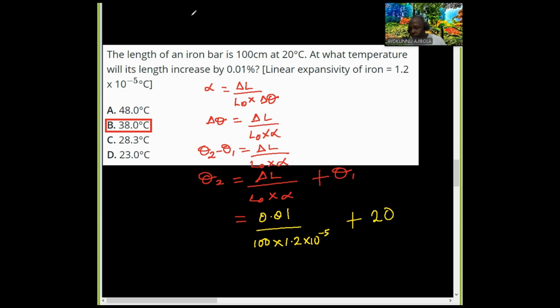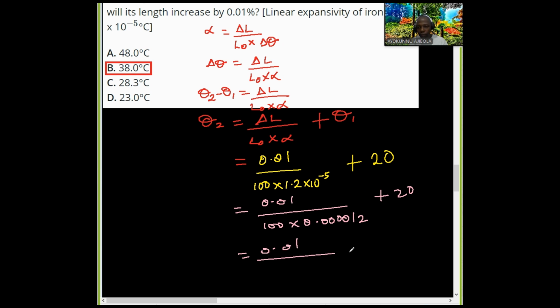I wanted to look for a shortcut before, but the main thing is that we are dividing. Let's say this is 0.01 over 100 times 1.2 times 10 to the power minus 5. If you change this to ordinary form, you have 0.000012. So if you multiply 100 by that, you have 0.0012, plus 20. So try to divide this and tell me what you have.